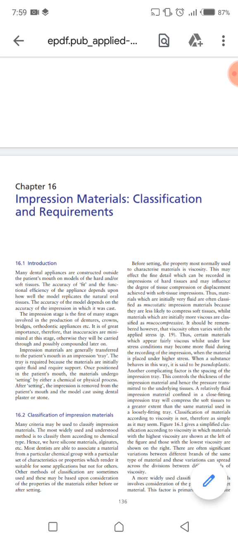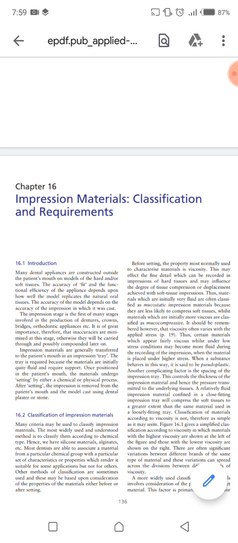Just take the basic concept of cast. An impression stage is the first of many stages involved in the production of dentures, crowns, bridges, orthodontic appliances, etc. So basically, it helps in our oral tissues. Impression materials help in the relationship of the formation of teeth and the oral tissues. Impression materials are generally transferred to the patient's mouth in an impression tray. Okay, we will be discussing the impression tray in detail, so don't worry about it.